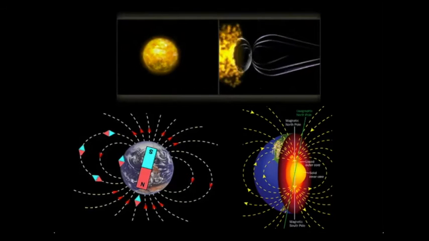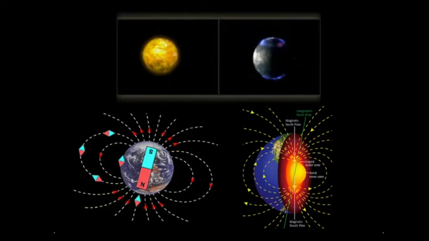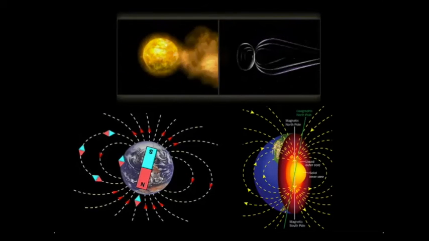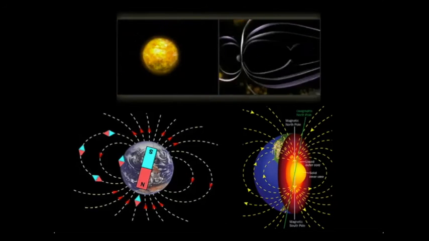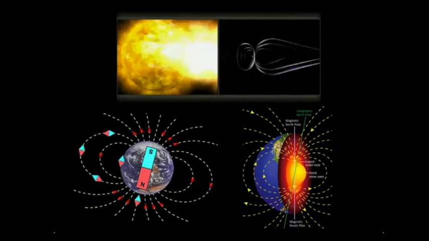Without that magnetic field, our atmosphere would probably be blasted away into space. We've seen this happen on other planets. So it is absolutely a life necessity.